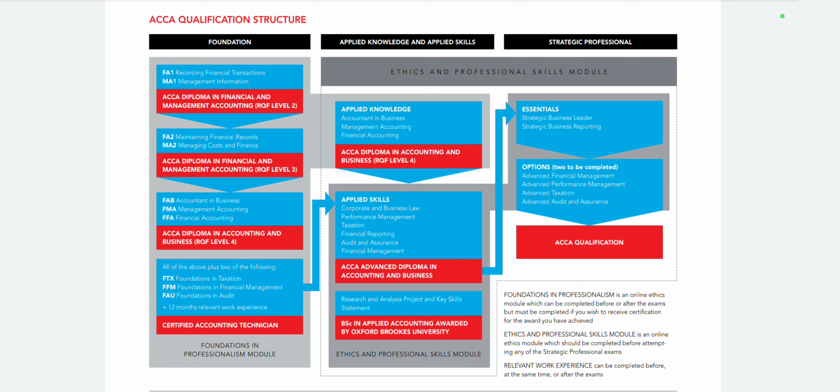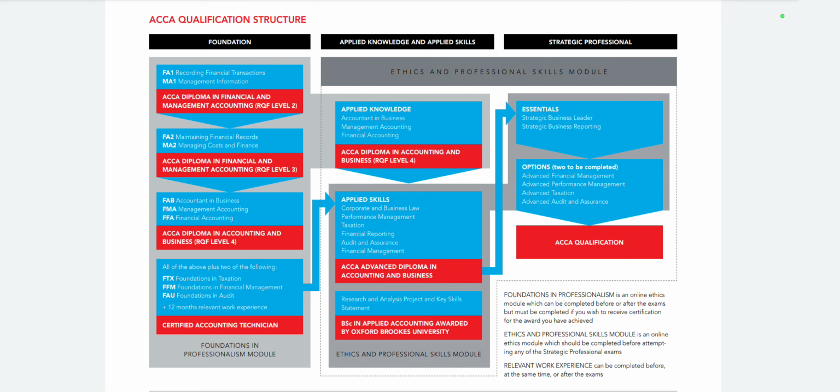Once you're done with the skills level, you move on to the professional level. In the professional level, there are two essential papers: Strategic Business Leader and Strategic Business Reporting. Those two are mandatory, you will have to sit for them. Then you have to select two out of the four option papers.